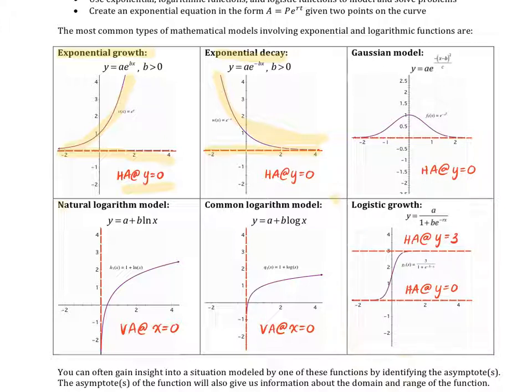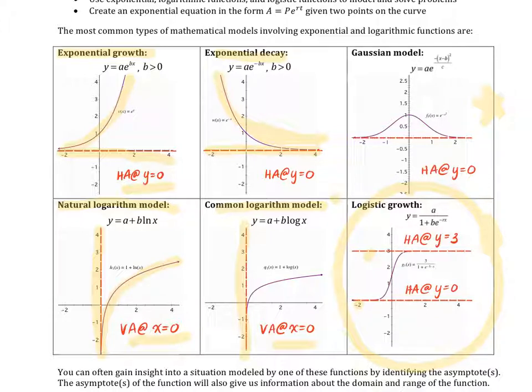Down here, you've done natural logarithm and common logarithm, right? And so if you have a logarithm, you have a vertical asymptote instead at x equals 0, and then it increases as x increases. Same thing here, vertical asymptote of x equals 0. So the 2 new ones are this Gaussian model and the logistic growth. And the one we're really going to focus on in our word problems at the end is the logistic growth function.